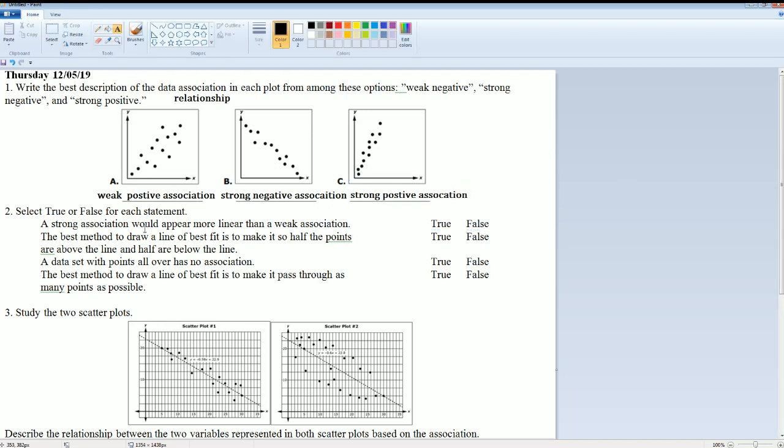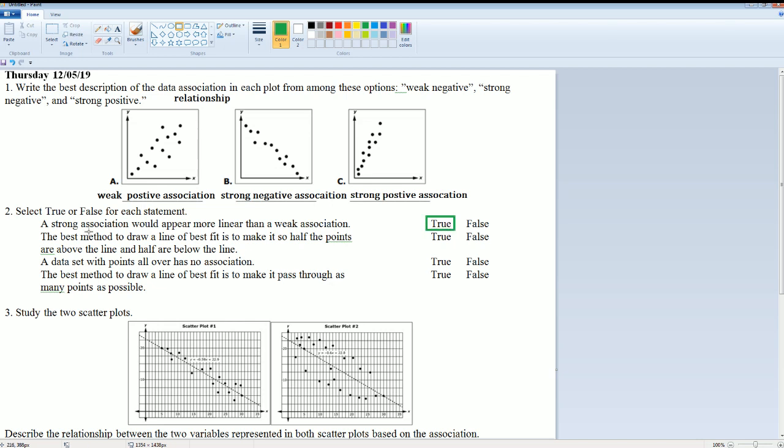Okay. All right. So here it says that a strong association would appear more linear than a weak association. Let's see if that's true. Here we have a strong association for C and a weak association. Which one will appear more linear? C looks like it appears more linear. It looks like more of a line, and that is when it is strong. So we would say that is true.